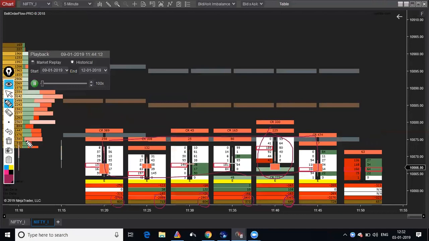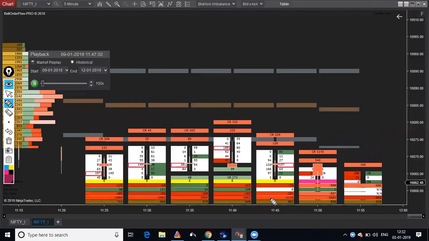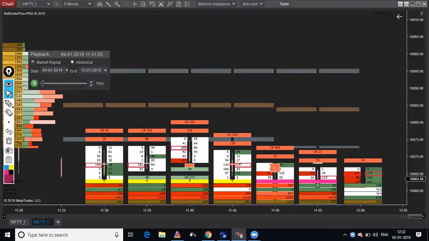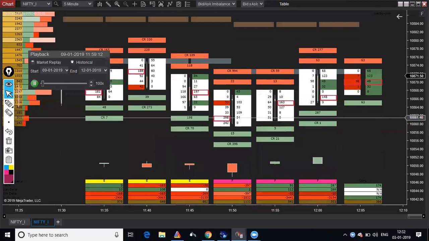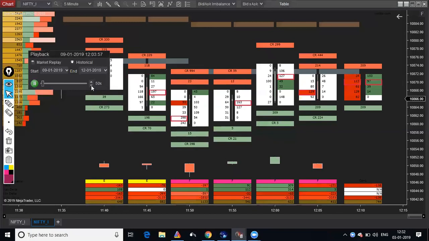Lower the volume means lower the liquidity. The buyer and seller interaction is not good. The more the buyer and seller interaction, the more it turns into business and good volume. But you can see here, the auction is completely getting into sideways till 12 o'clock. I'm going to reduce the speed of the auction by 50 times.